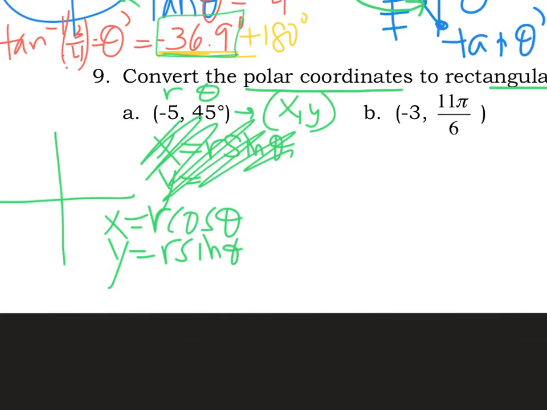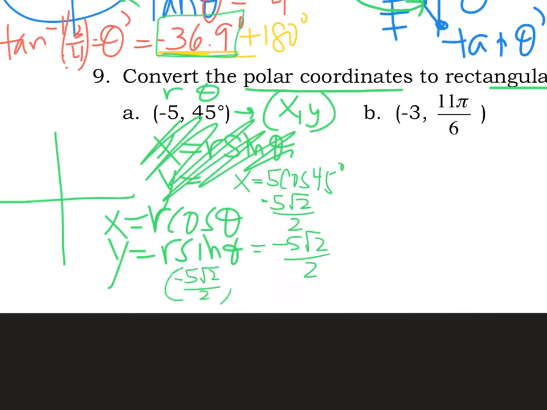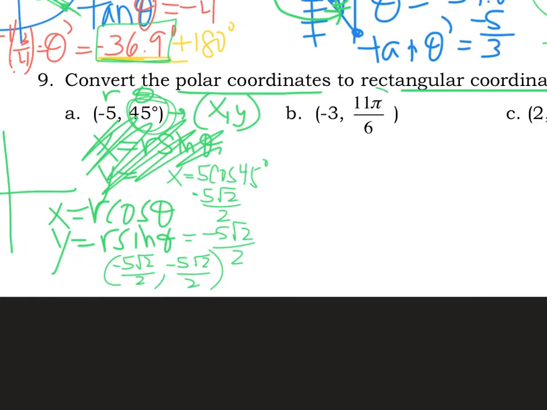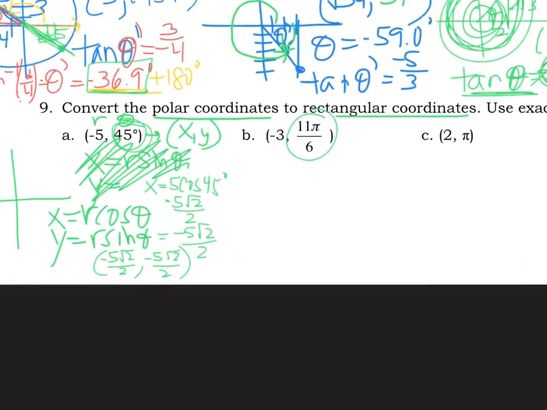So x would be 5 times the cosine of 45 degrees, which is 5 times rad 2 over 2. And what am I missing? Oh yeah, sorry guys, negative 5 rad 2 over 2. And this is negative 5 rad 2 over 2 also. So the point that we are looking for, and you're probably wondering, do we need to have it in exact answers? Well, when we're dealing with 45, 30, 60, pi over 6, 11 pi over 6, probably. I would think so.